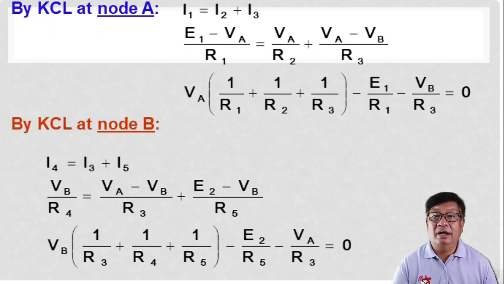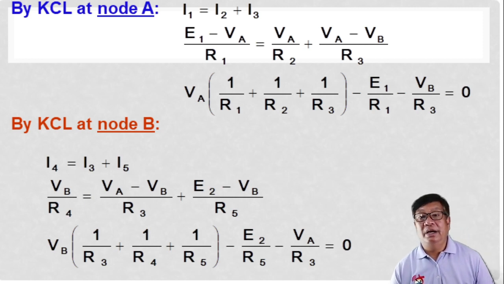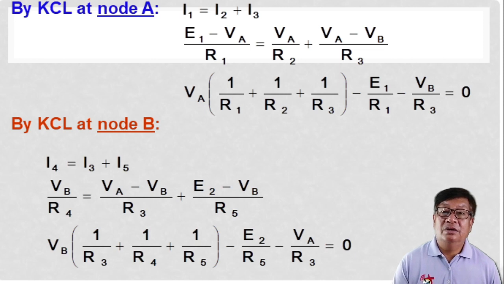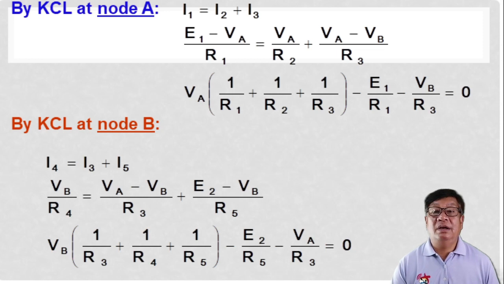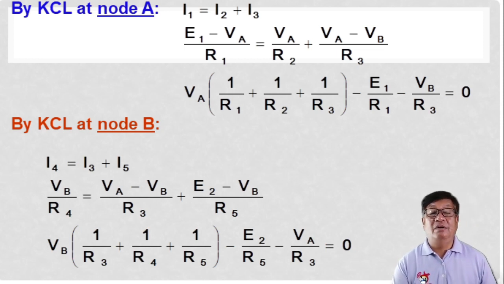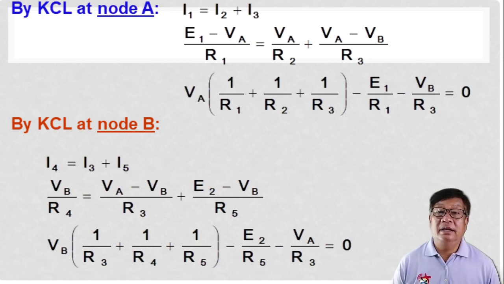You have this voltage V sub A minus voltage V sub B divided by R sub 3. So, collect like terms: V sub A is equal to 1 over R sub 1, V sub B, and we have this 1 over R sub 2 plus 1 over R sub 3. Then, separate natin itong I sub 3 and then resistor 1, no? Minus V sub B over R sub 3.